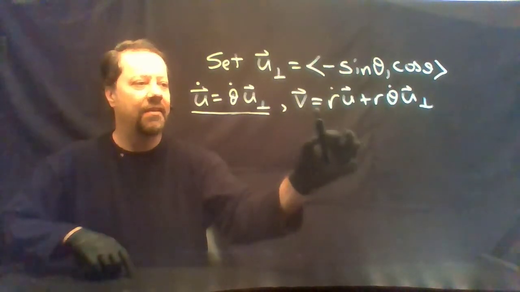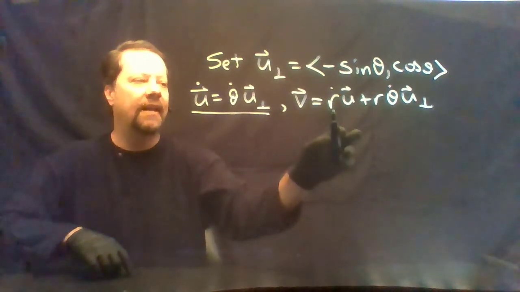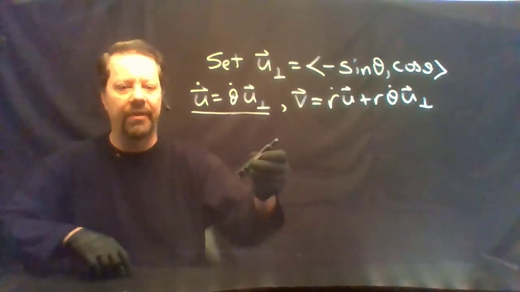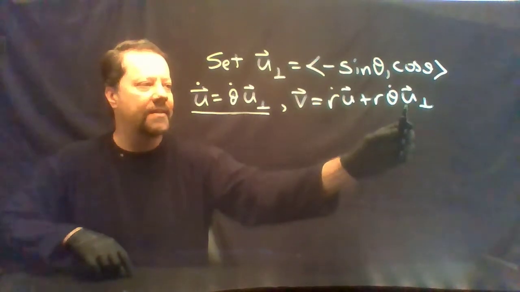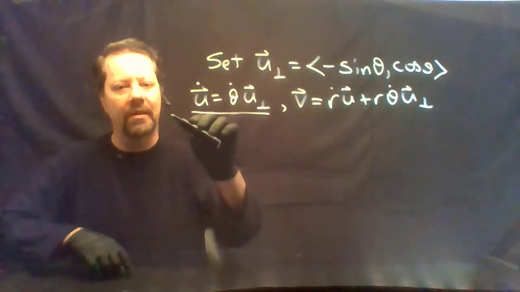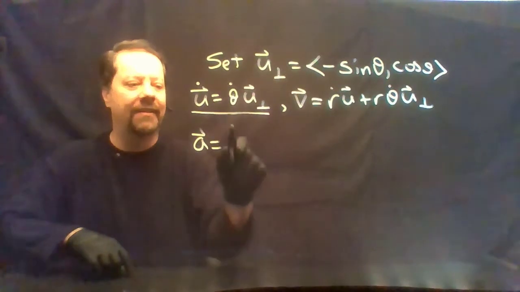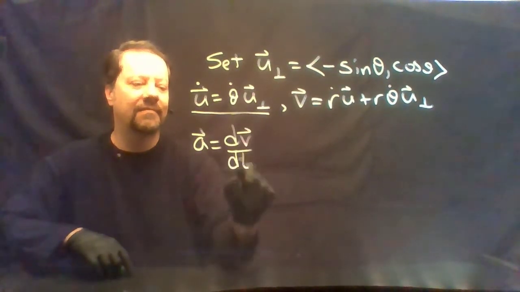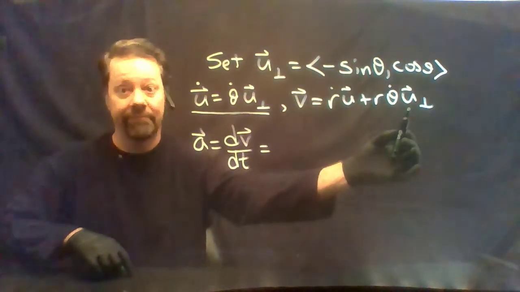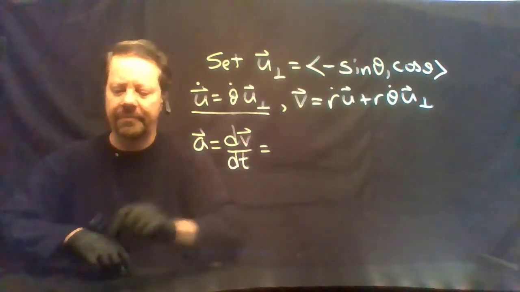You can see that the first term in the velocity vector points in the direction of the radius vector and is proportional to the rate of change of the radius. This is the radial component of velocity, whereas the other part, the second term, is orthogonal to that. That's kind of the rotational part of the velocity. Now, how about that acceleration vector? We have to take the derivative with respect to time of the velocity vector. To do that, we're going to need to know the derivative of u perp. So let's figure that out.